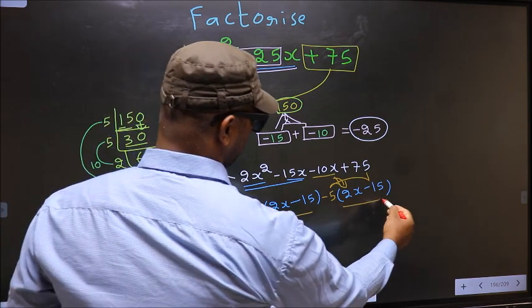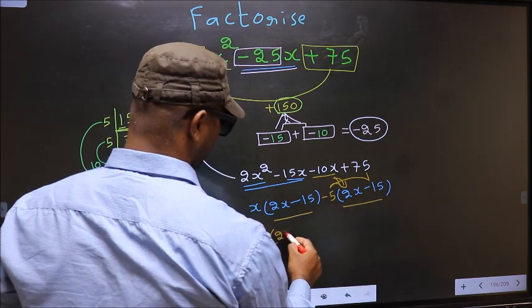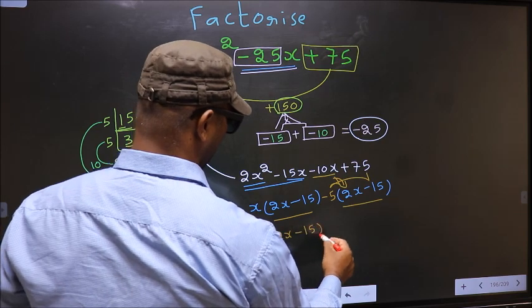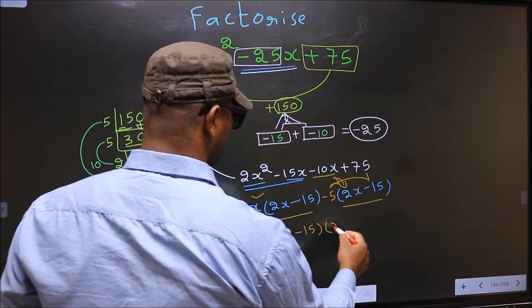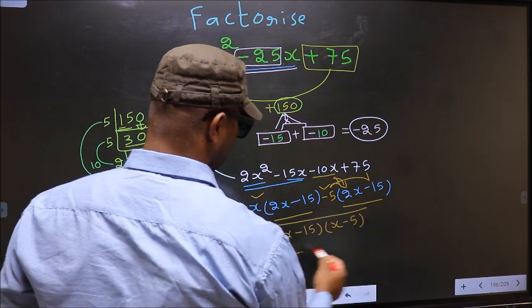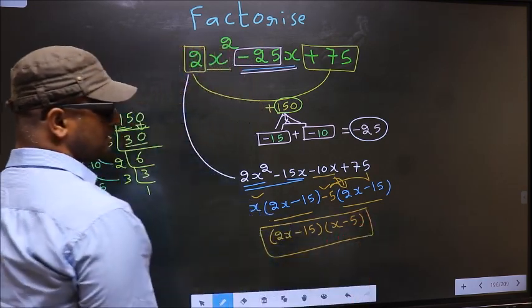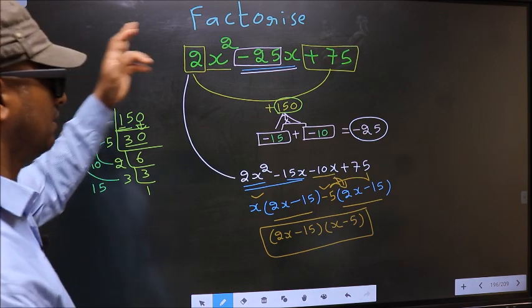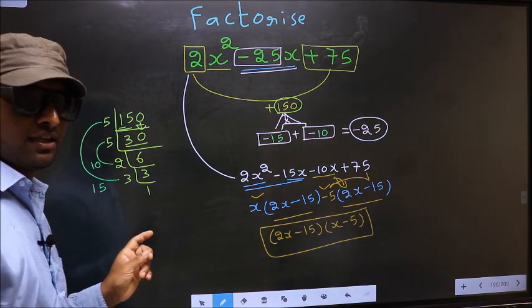Now you take out (2x − 15) common. So here you have x and here −5. This is our answer: (2x − 15)(x − 5). Am I clear?